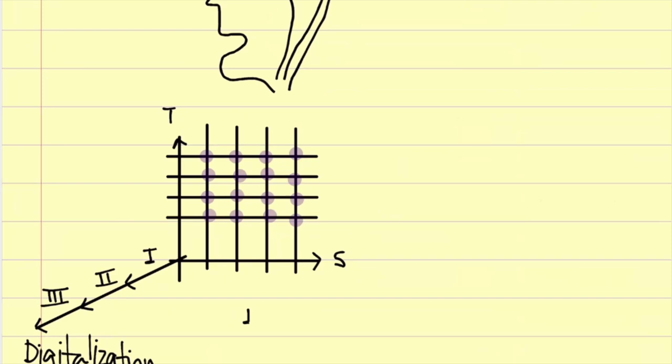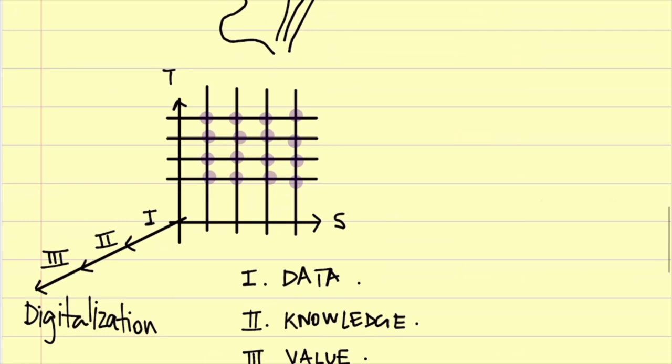1 is going to be data. So you need to gather and structure data as much as you can. The second level is to get knowledge. From this data, you need to organize it and get knowledge. And the third level is to get this knowledge organized and create value. So you get data, from data you get knowledge, from knowledge you get value.